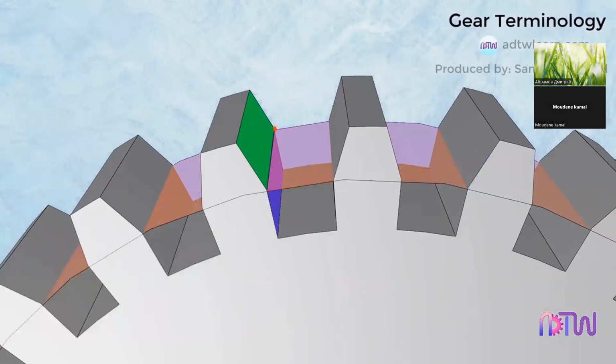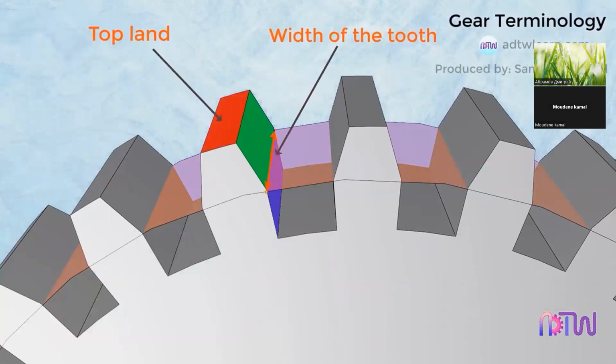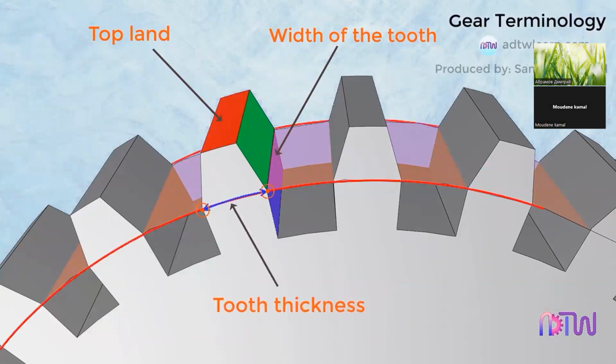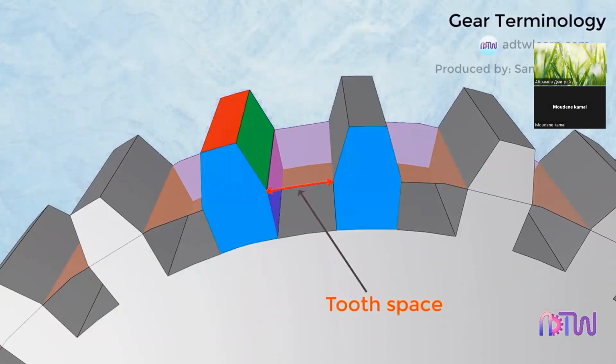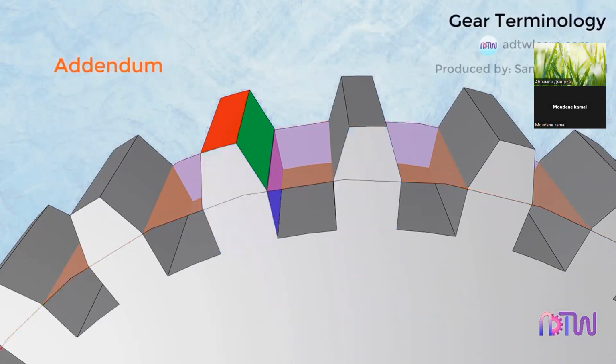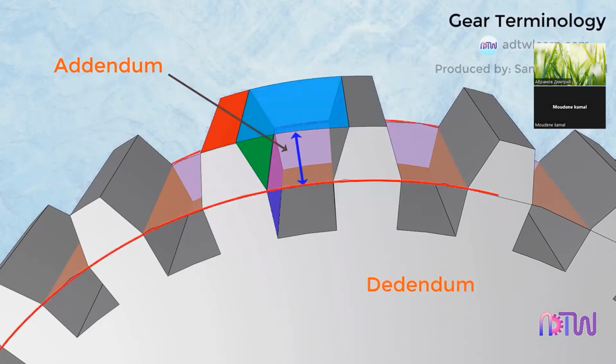The distance from one edge of the tooth to the other is called the width of the tooth. The topmost surface of the tooth is called the top land of the tooth. Tooth thickness is the width of the tooth measured along the pitch circle. Tooth space is the width of space between two adjacent teeth measured along the pitch circle. Addendum. The distance between the pitch circle and the top of the tooth in the radial direction is called the addendum. Dedendum. The radial distance between the pitch circle and the bottom of the tooth is known as the dedendum of the gear.